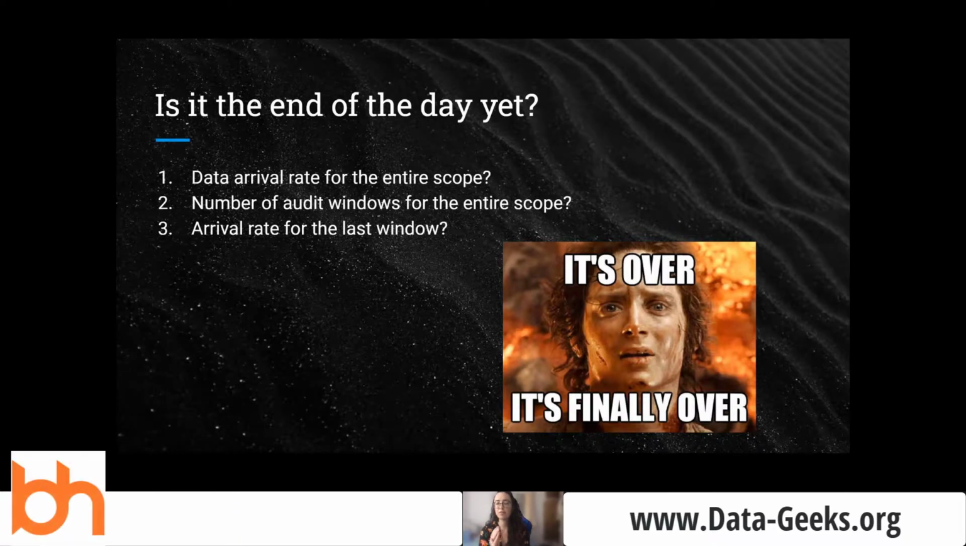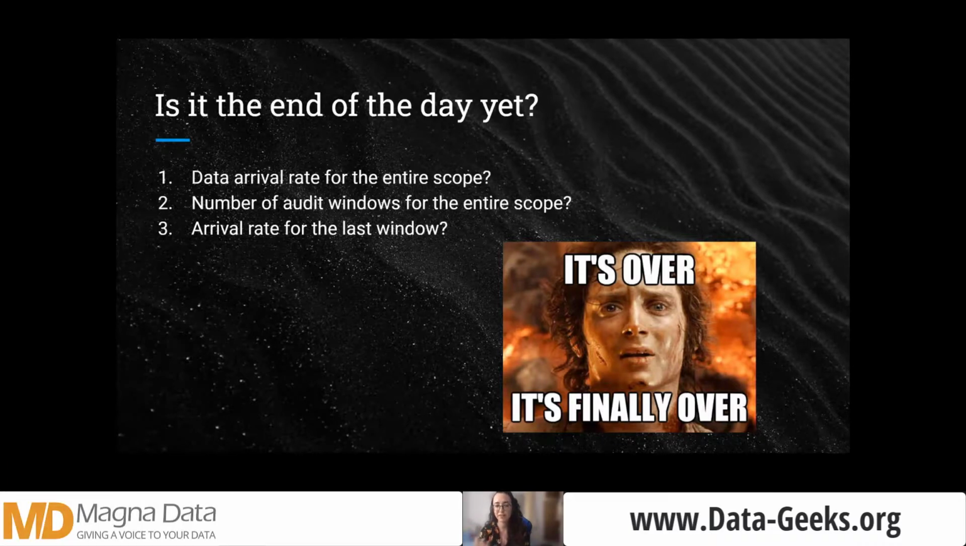We'll just look at, finally, 11:55 p.m. and we'll see if the entire data of 11:55 p.m. actually arrived. And if it did, we'll say, yes, it is the end of the day now. Next slide.